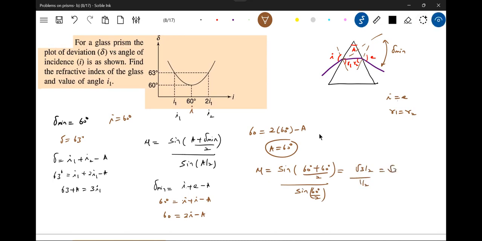Now it is asking to calculate I1. How to calculate I1? After getting the value of A as 60, substitute here. I'll rewrite here: 63 plus A equal to 3I1. 63 plus 60 is equal to 3I1. So I1 is equal to 123 by 3.